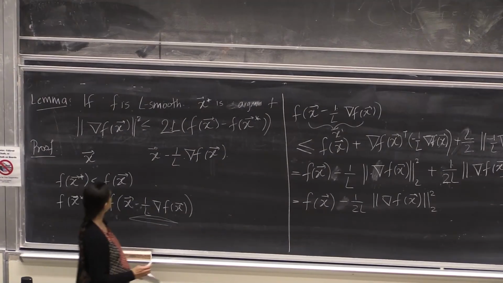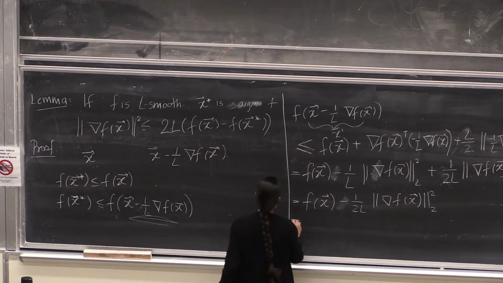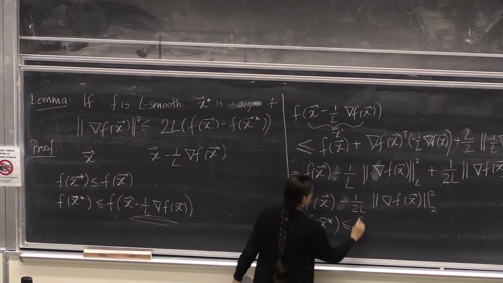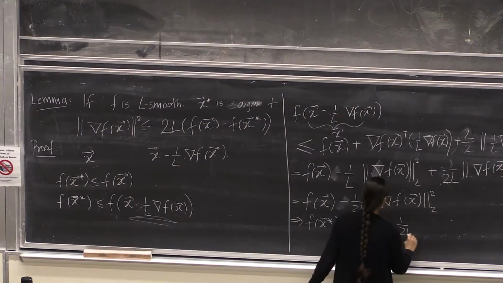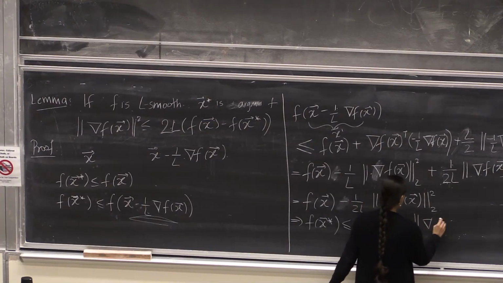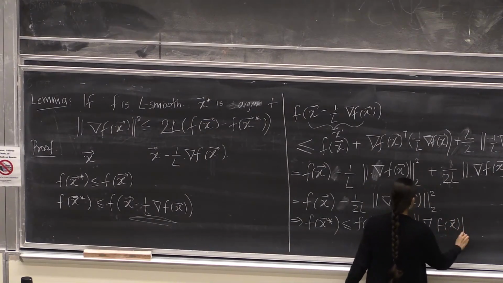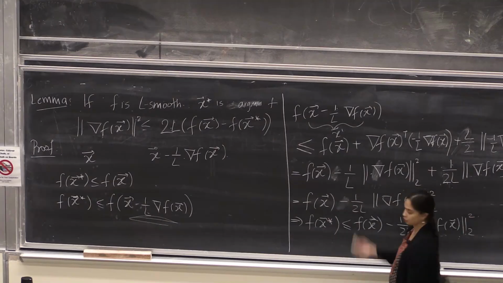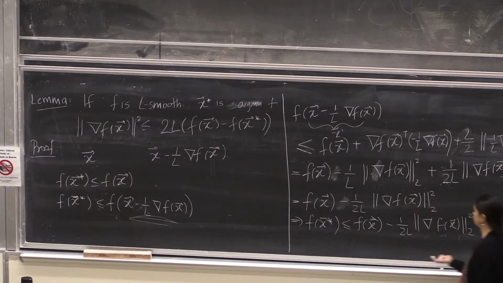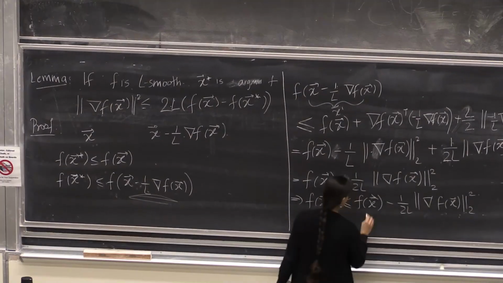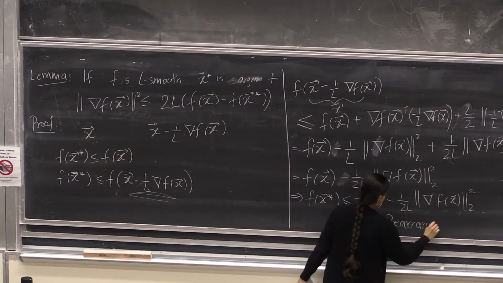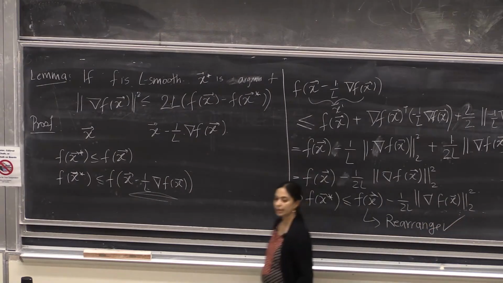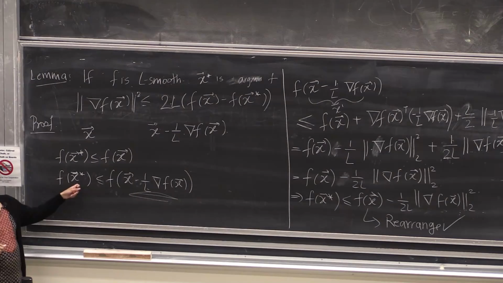Right? Because now this implies that f of x star is less than or equal to f of x minus 1 over 2L norm of the gradient of f of x squared, which just rearranging gives me what I want. Okay? So f of x star is a minimum.